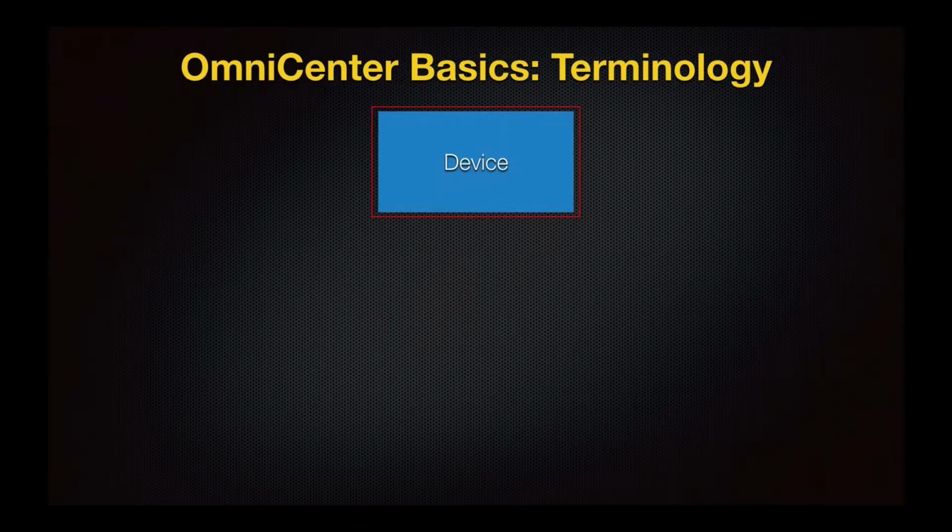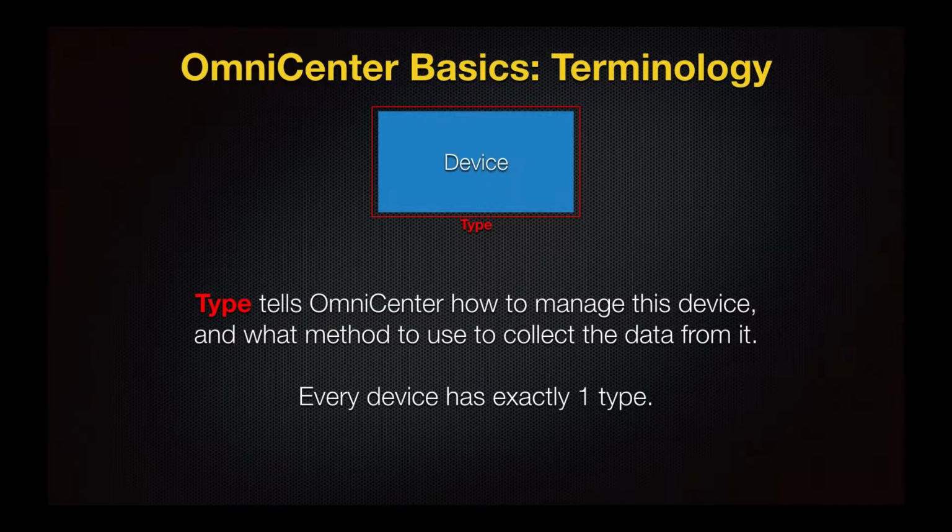Every device has a type, and that type is how OmniCenter determines what can be monitored on the device and how to collect that data. So, for example, for a Windows device, we're going to use WMI or WinRM to collect the data. If it's a network device, it would typically be SNMP or other APIs that we might use to collect the data. But that type is how OmniCenter defines exactly what can be monitored on the device and what method to use to collect it.